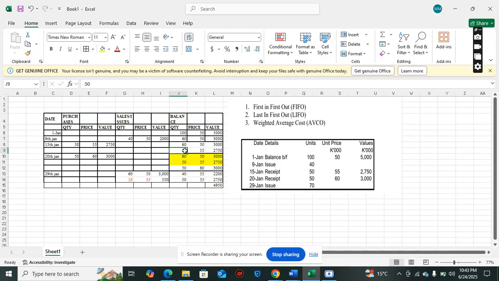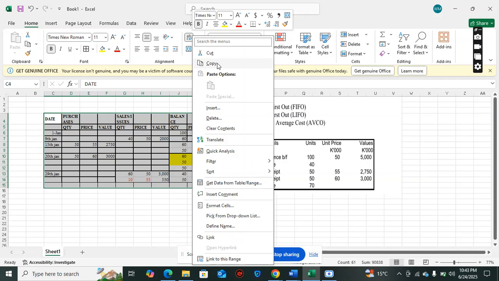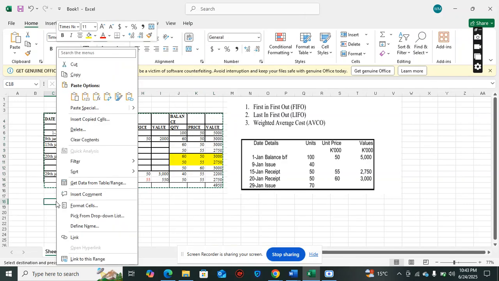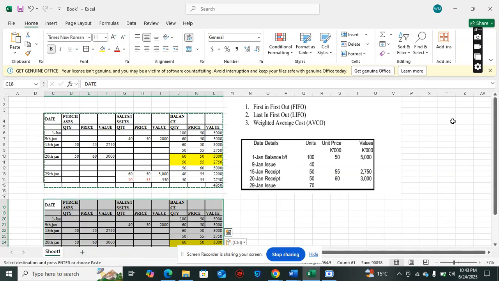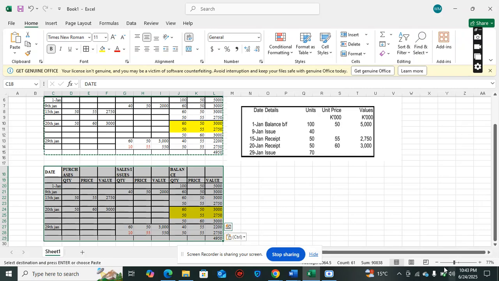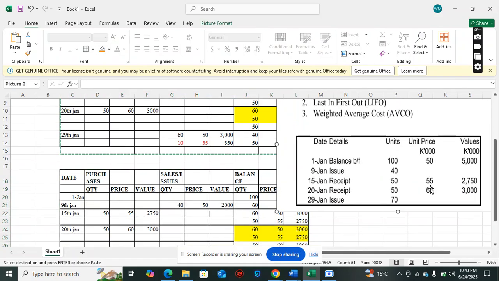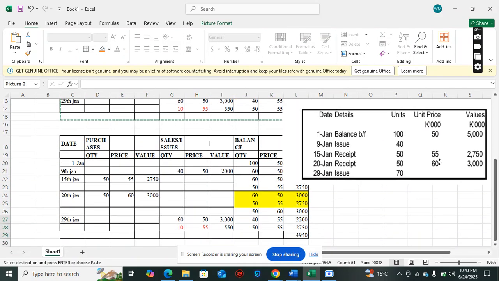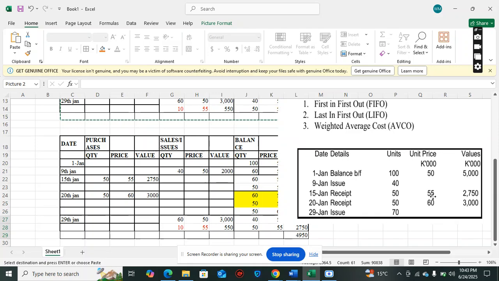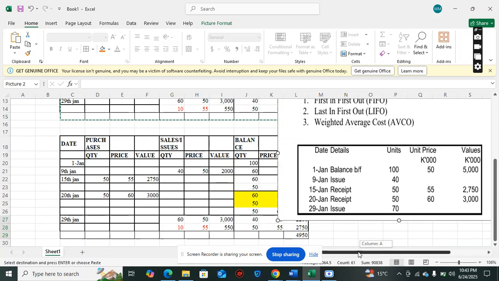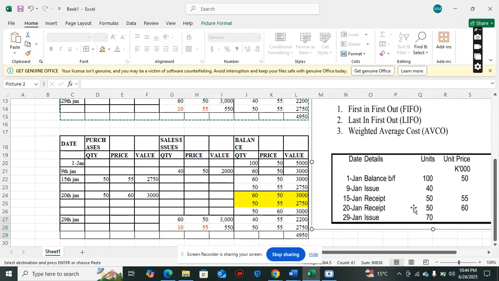So I'll use this same table. They are pretty much the same. Okay, so now we're going to do LIFO. Last in, first out. So as I said with this one, the opening balance part where you put this amount, 100 units at 50 kwacha, it will stay the same.